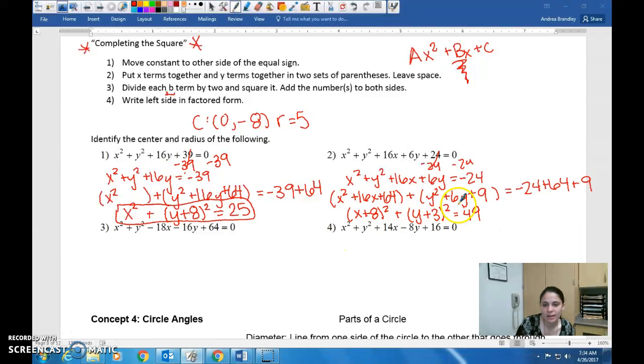So again, I now have my nice, pretty standard form. So my center is at negative 8, negative 3. My radius is the square root of 49, which is 7.